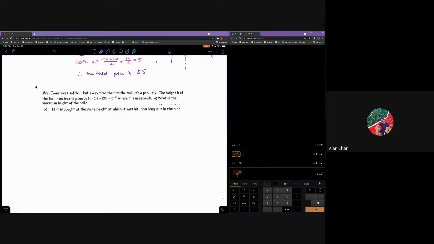Miss Evans loves softball, but every time she hits the ball, it's a pop fly. What the heck is a pop fly? The height h of the ball in meters is given by this equation, where t is in seconds. What is the maximum height of the ball if it is caught at the same height at which it was hit? If it is caught at the same height at which it was hit, how long is it in the air? Okay, cool. Let's do the first one first.